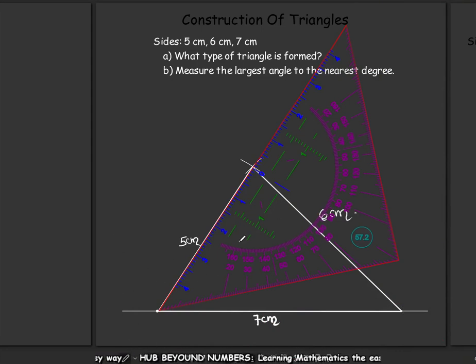To trace that, starting from this point, I have my 0 here. So using my outer calibration, 0, then 20 comes here, 30, 40, 50, 70, almost on 80, but not on 80. So 70, 71, 72, 73, there's 75, 76, 77, 78, or you can even say 78.5, right? So the measure of this angle over here is 78.5. That is it for this question.